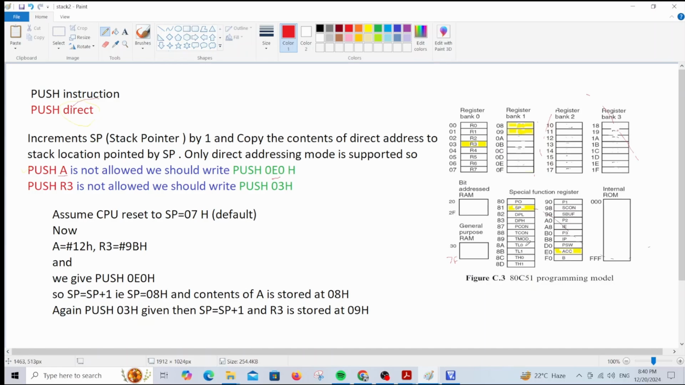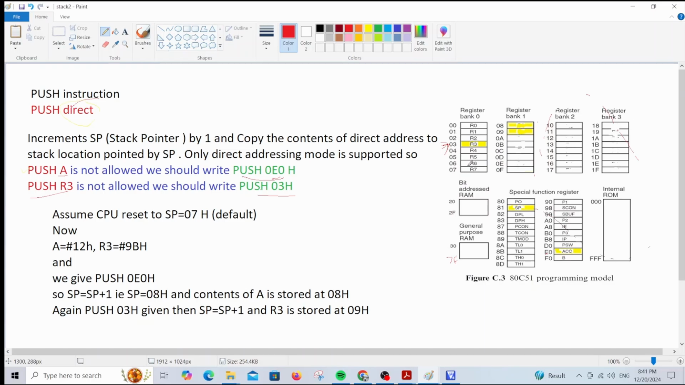Now you will ask what is 0E0? Actually 0E0 is the address of the accumulator. Accumulator is an important SFR and its address in the memory is actually E0. So you cannot write push A. The only way is to write push 0E0. Similarly, suppose you want to push the contents of R3 into stack memory, you cannot write push R3, you need to write push 03. So here you can see 03 is the address of R3. Suppose you want to push R7, so you will write push 07 like that.